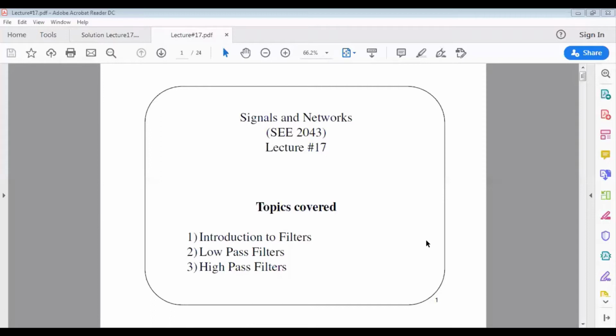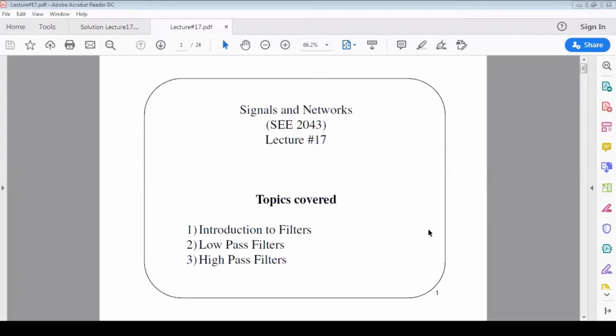Okay, in order for us to understand lecture 17 well, a prerequisite of lecture 16, which is on the Bode plot or Bode diagram, is a must. So before we proceed to lecture 17, make sure that you have a good understanding of how to plot a Bode diagram, yeah? Okay.